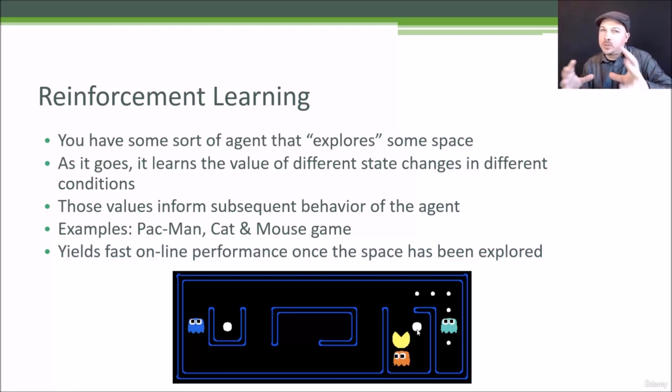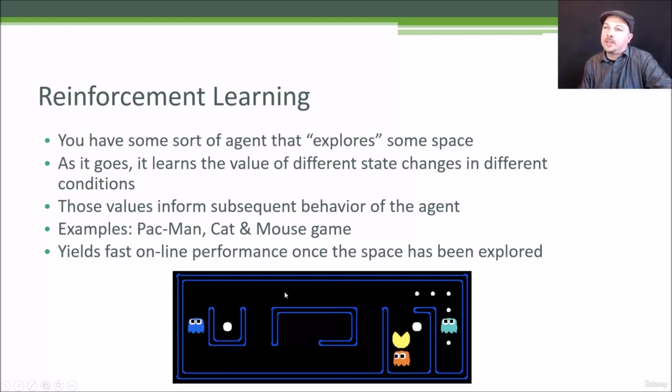So as it explores this whole space, it refines these reward values for a given state, and it can then use those stored reward values to choose the best decision to make given a current set of conditions. So in addition to Pac-Man, there's also a game called Cat and Mouse. That is an example that's used commonly that we'll look at later.